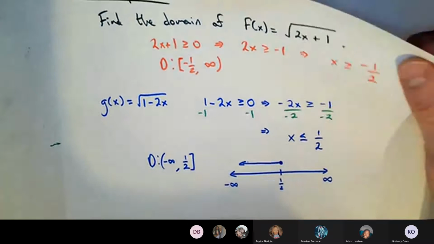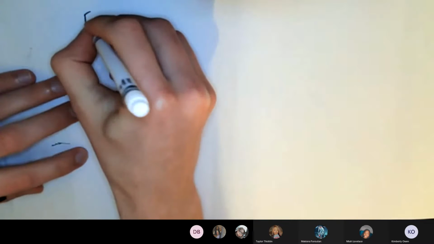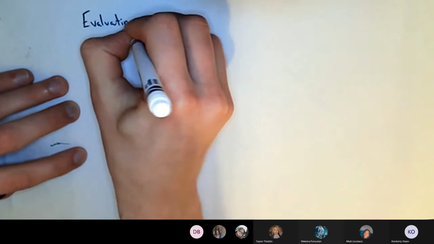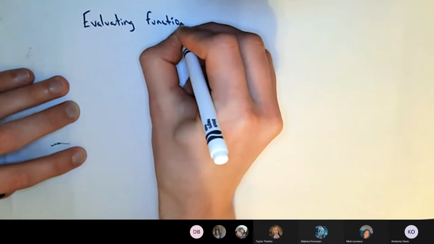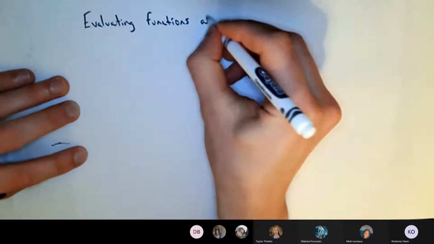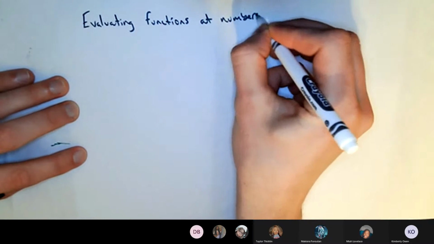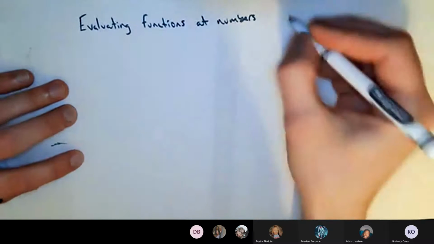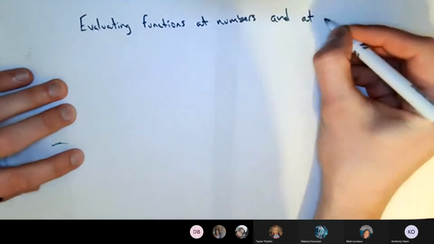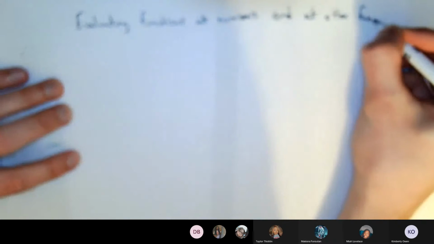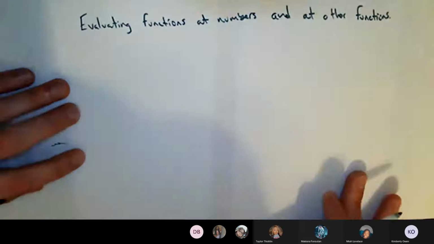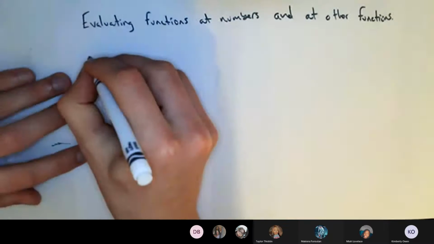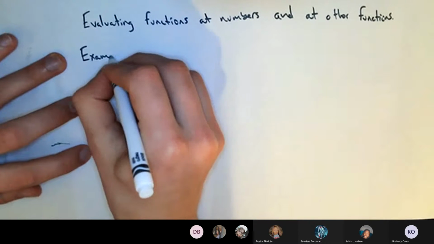All right. So let's go to evaluating functions, which is a bit more fun. We're going to talk about evaluating functions at numbers. Basically, this is what you would call plugging in numbers. And evaluating functions at other functions. What does that mean? That means we're going to be plugging functions into functions, which sounds scary, but it's not too bad. All right, so let's just start off with an example.